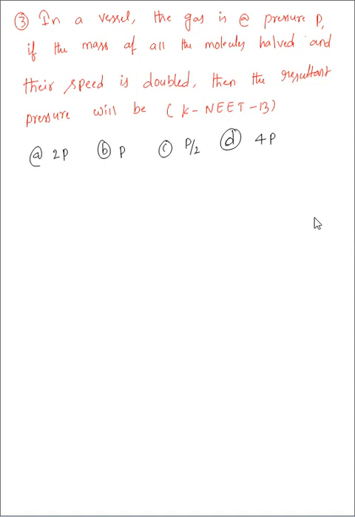In this question, what we have to observe is just collect the data. Pressure of the first case I am considering P, mass in the first case I am taking as M, speed in the first case I am taking as V. In the second case, what we need to calculate is P2, the pressure. Mass becoming halved means M by 2, and speed becoming doubled, 2V, we are getting here.